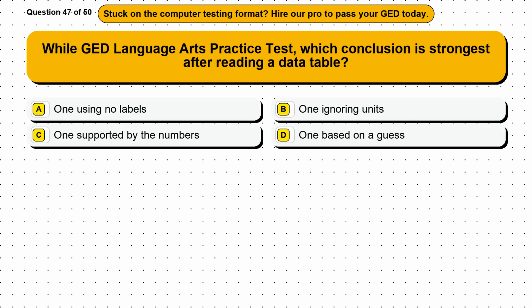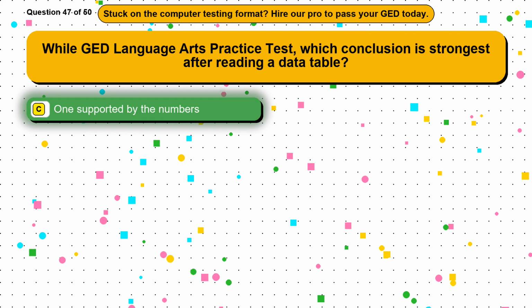Question 47. While GED Language Arts Practice Test, which conclusion is strongest after reading a data table? Option A, one using no labels. Option B, one ignoring units. Option C, one supported by the numbers. Option D, one based on a guess. The correct answer is option C.